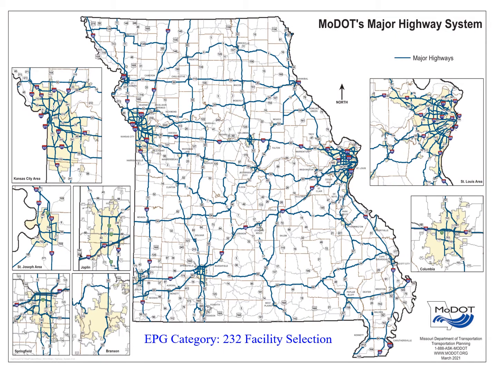In this slide, we included the diagram in the EPG category 232 facility selection. And in this diagram, MoDOT shows the major highways in the state of Missouri.